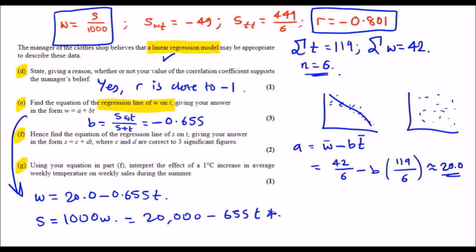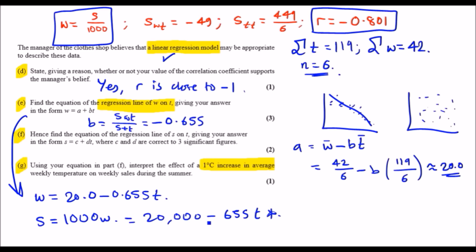Okay, and lastly, part G. So using your equation in part F, so this is the S on t equation, interpret the effect of 1 degree Celsius increase on average, so this is when t increases by 1, on weekly sales during the summer. Okay, so first let's understand what this equation means. We have S equals 20,000 minus 655t.